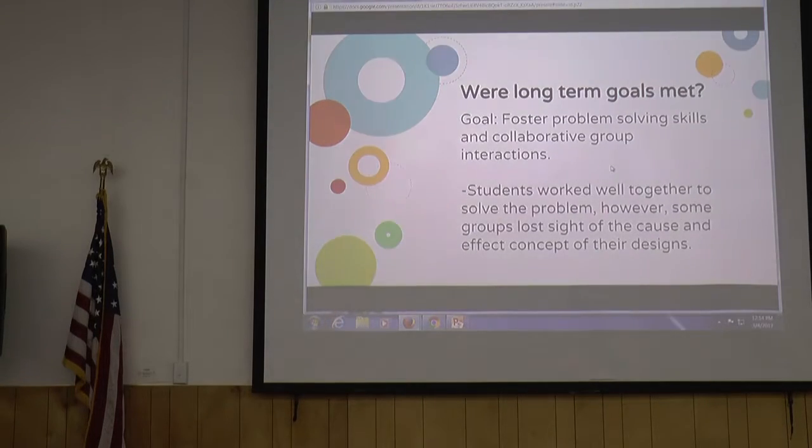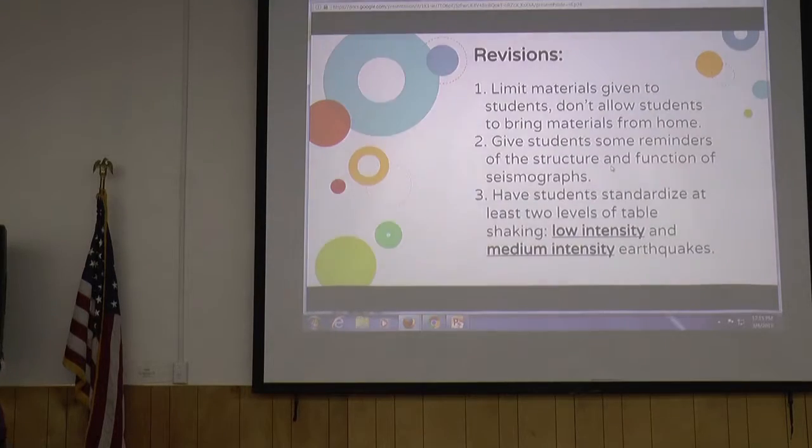So were the long-term goals met? Fostering problem-solving skills and collaborative group interactions. I think that for the most part, we got them to work collaboratively. It was a challenge. Like I said, back to that form and function of the actual seismograph and making it do what it's intended to do. They worked well together. Some groups, like I said, mixed up the cause and effect area of that design.